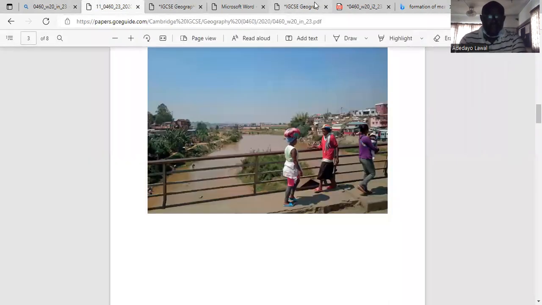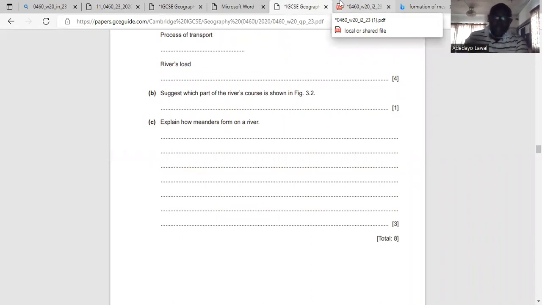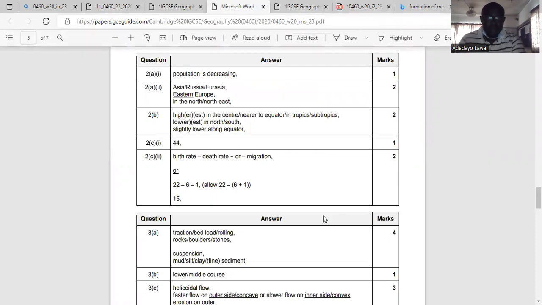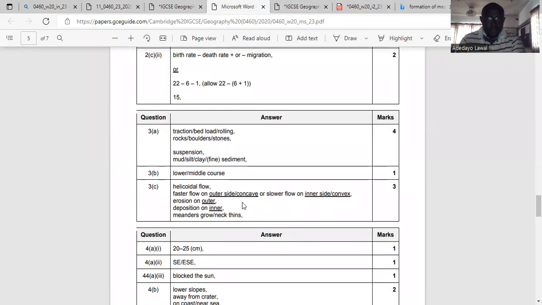So they just wanted to talk about how it is formed. The outer part is eroded, while at the inner part, deposition takes place. That continues and brings erosion from the outer part, which is the river cliff, while deposition takes place at the inner part. So helicoidal flow: faster flow on the outer side, concave, slower flow on the inner side; erosion on the outer, deposition on the inside. The meander grows, the neck thins, so it breaks and it becomes an oxbow lake.